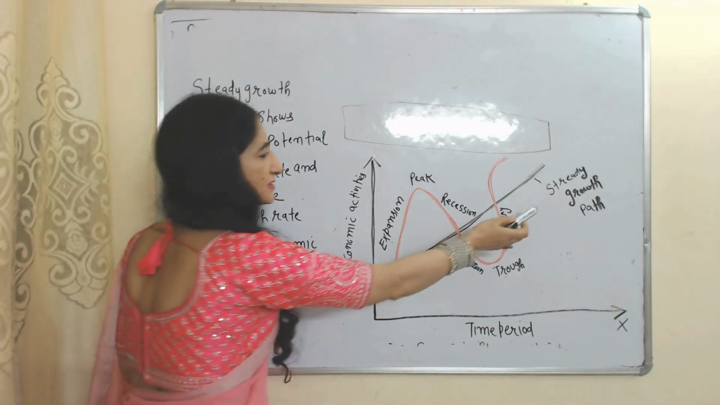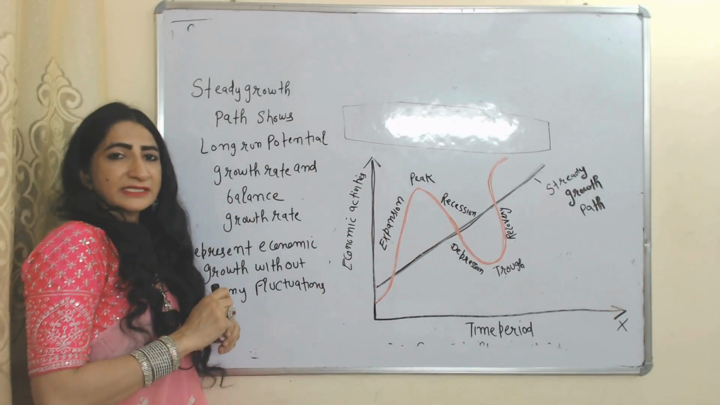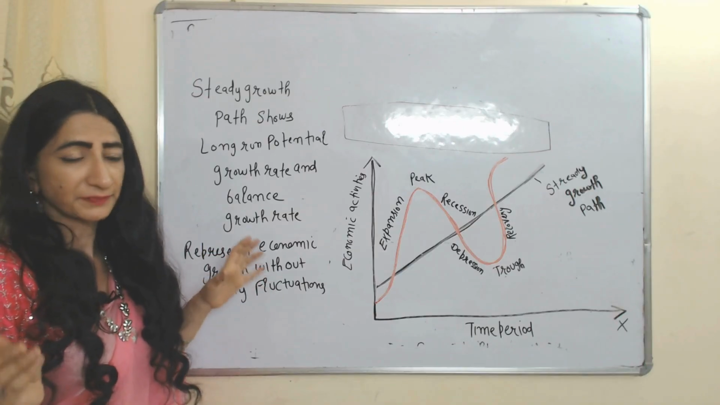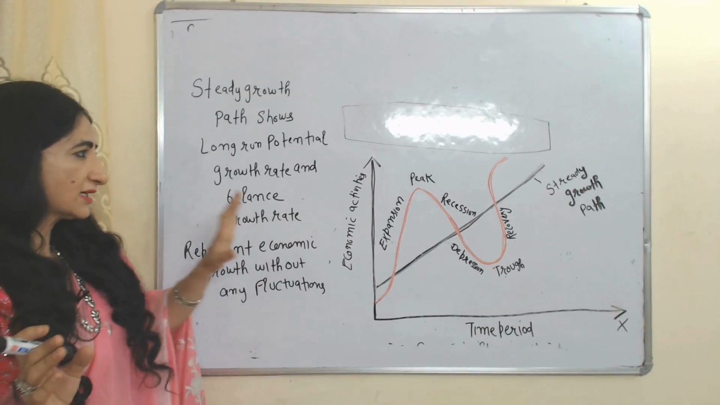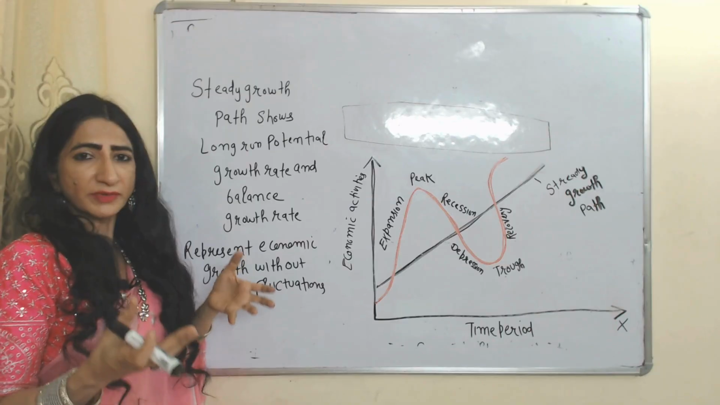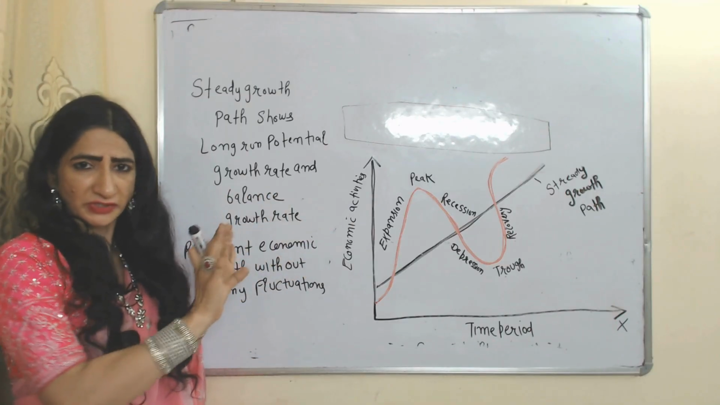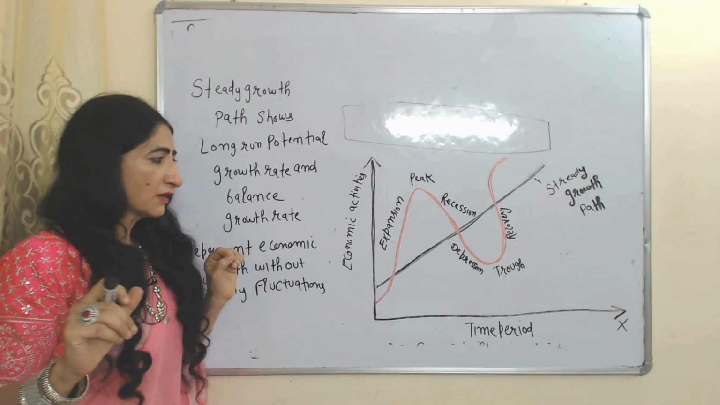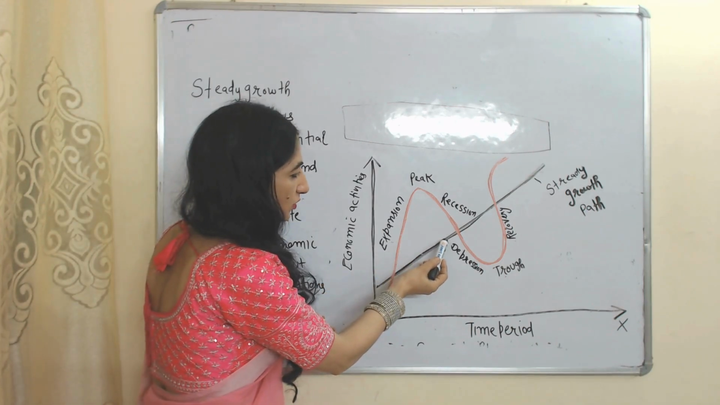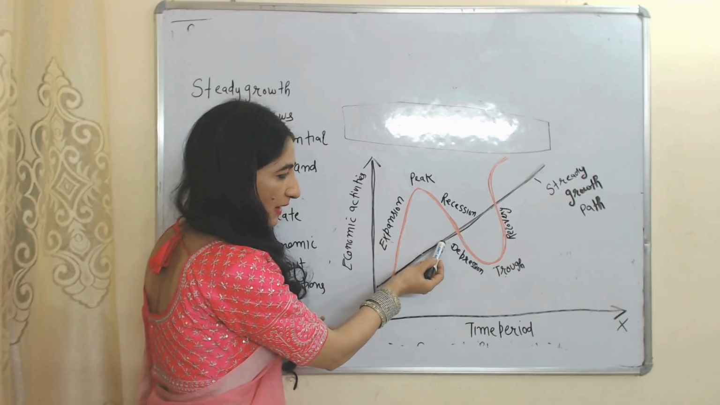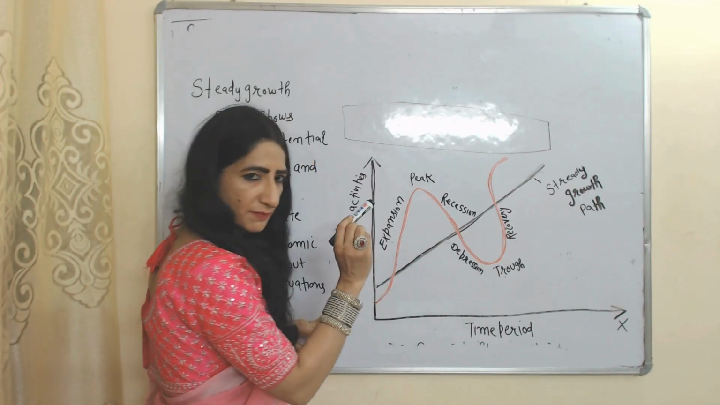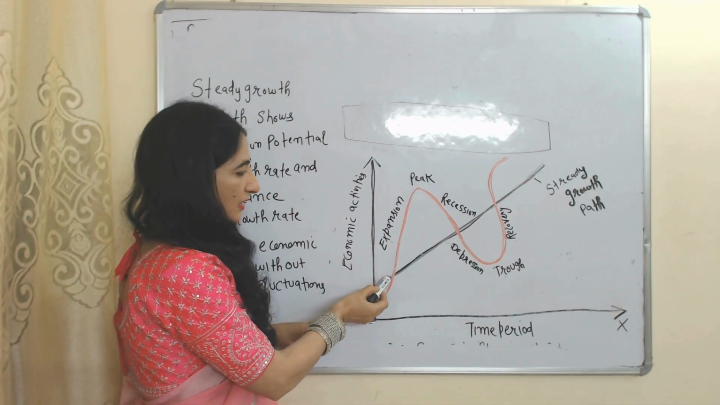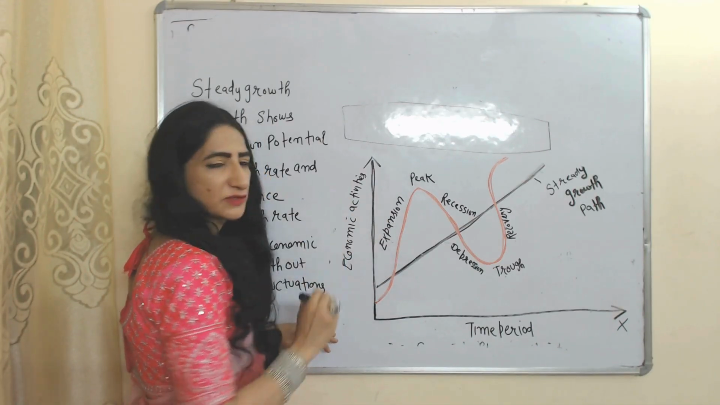Now we will see what this steady growth path is. Steady growth path is the long-term potential and balanced growth of the economy. In short, we can say that steady growth path shows economic growth without any fluctuation. But this is not possible. Every economy faces some ups and downs. If our economic growth is below this steady growth path, that means we entered the depression phase of business cycle. If our economic growth is above this steady growth path, that means we enter the expansion phase of business cycle.